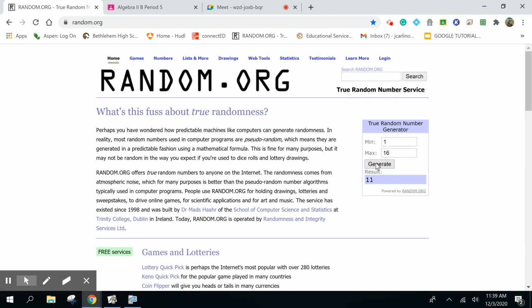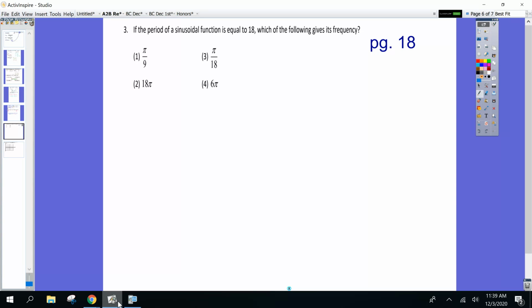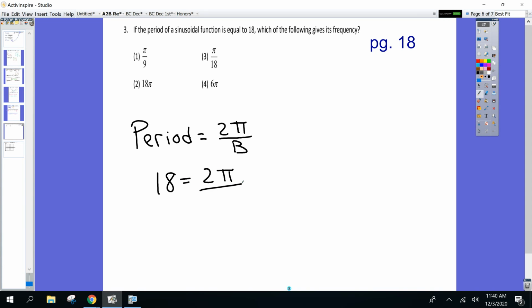Here we go, Liz. It's giving us the period. So the only thing I know is a formula that involves period, which is what? What's the period formula? 2 pi over b. There you go, Liz. What did they tell us the period was? 18. Okay, so guys, 18 equals 2 pi over b. It's asking me for the frequency, which is b.